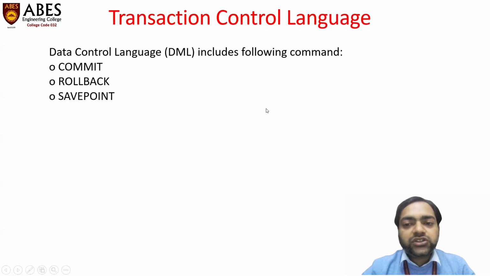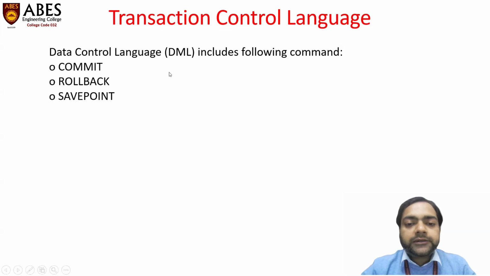Next, we have transaction control language. It means if we want to control the transaction, and if we want to control the properties of that transaction, then we can use this type of language. And this transaction control language includes the following commands. We have commit, we have rollback, and we have save point. If all the operations of the transaction are successfully done, then we'll use this commit command, and it means that the data you operated on is permanently saved in the database.